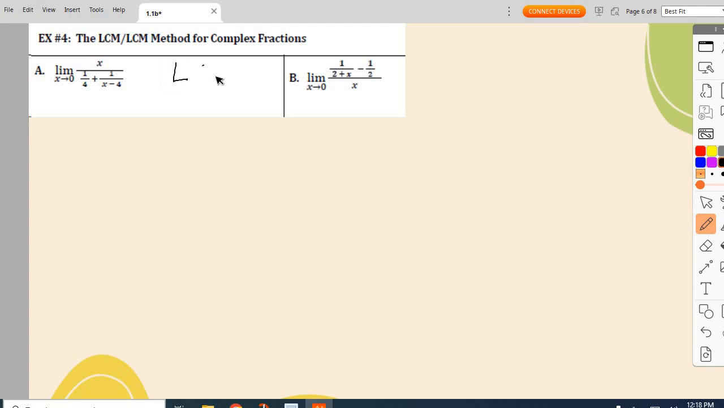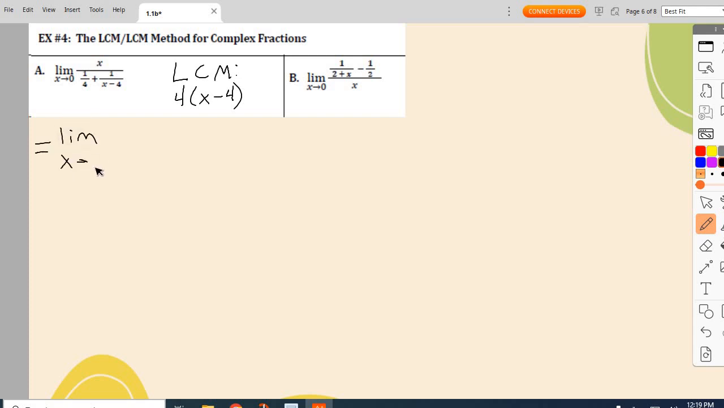So what is our least common multiple here of our denominator? Not the greatest common factor. So not what goes into them, but what they both go into. So I would have to have a 4 and an x minus 4. So it's my least common multiple of 4 and x minus 4. You can multiply that, but we don't need to. So we're gonna multiply this to the top and the bottom.